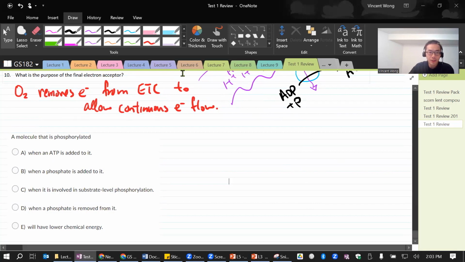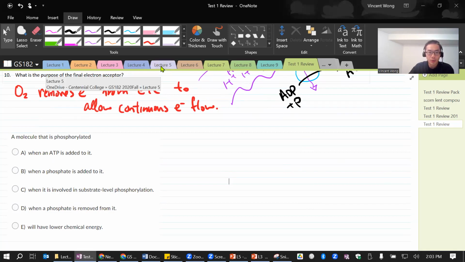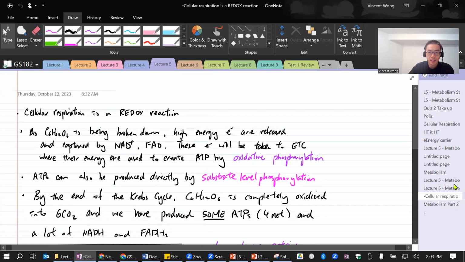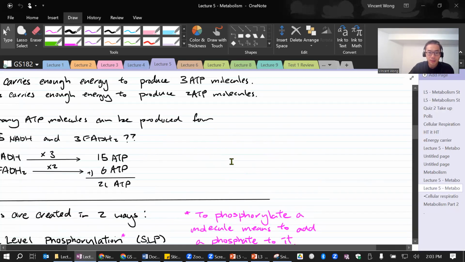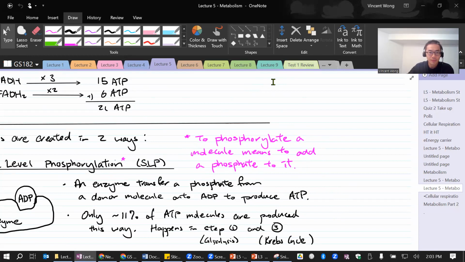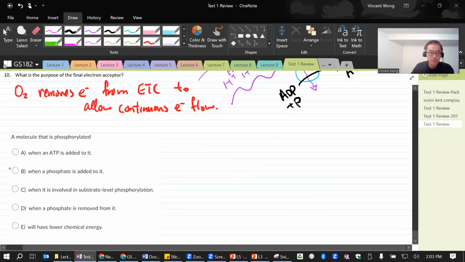And again, if you are confused, let me redirect you to the notes. That's why it's important to reorganize the notes before you take the test. Here it says, right, I wrote it in pink. Hopefully you did too. To phosphorylate a molecule means to add a phosphate to it. So that's the answer, right?